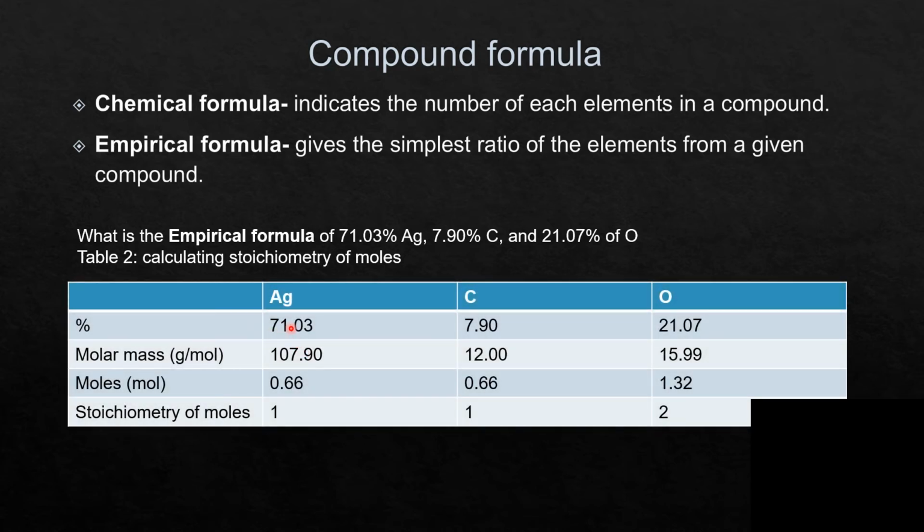For example, 71% is divided by 107.9 to give us 0.66 moles. We do the same for carbon and oxygen, and then we see we have a ratio of moles 0.66 to 0.66 to 1.32. What we can do here is divide by the smallest number, 0.66, giving us the stoichiometry of the moles of 1 silver, 1 carbon, and 2 oxygens. Therefore, the empirical formula would be AgCO2.